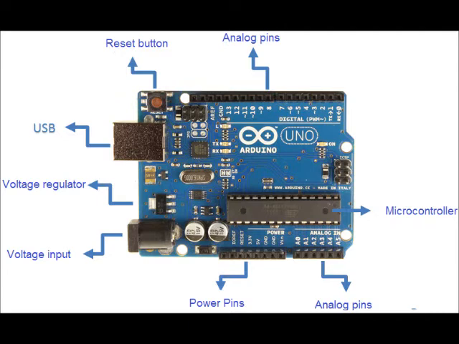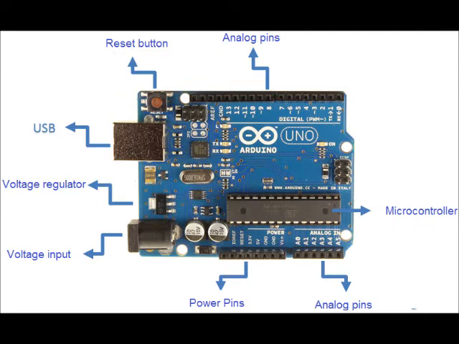The number two is the voltage regulator. This component is responsible for converting the voltage supplied by the plug to 5 volts. This is the voltage required for our board to work well.